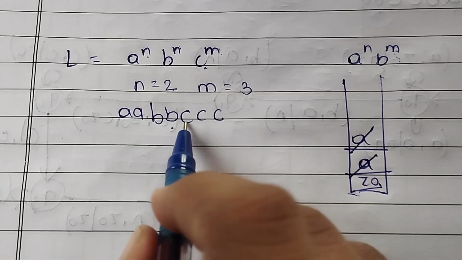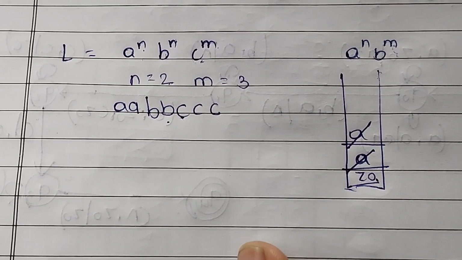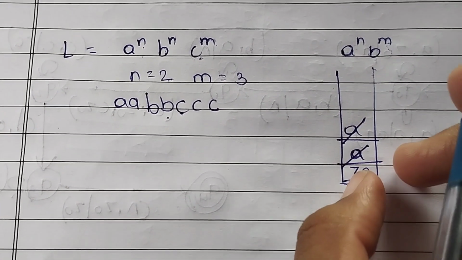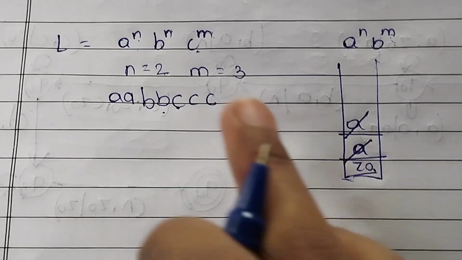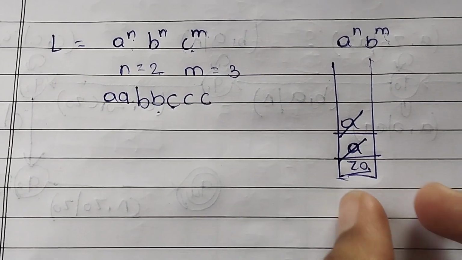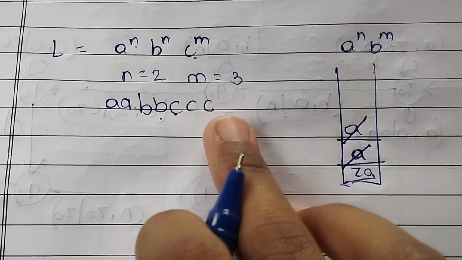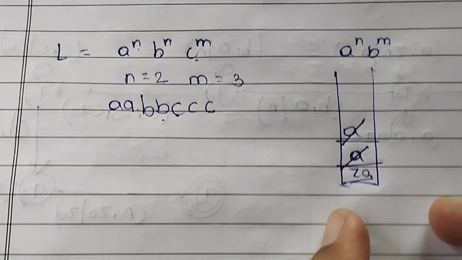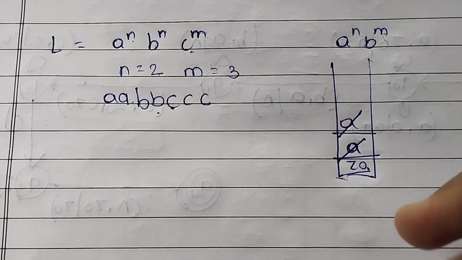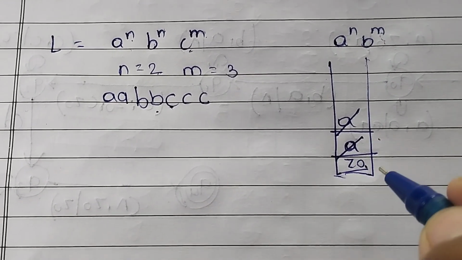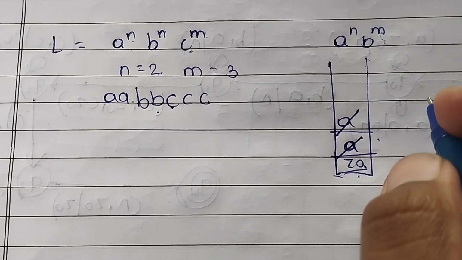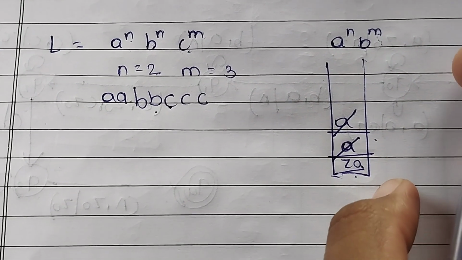So if we read the C, we perform nothing. We keep this Z0 as it is. Again we read C, keep Z0 as it is. Again we read C, keep Z0 as it is. Now the string is completed, means we are in the final state. And here on the upper side, all the nulls are present. We read Z0, and here we are in the final state.